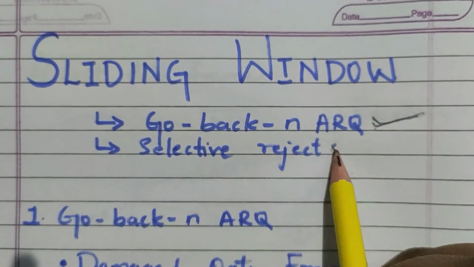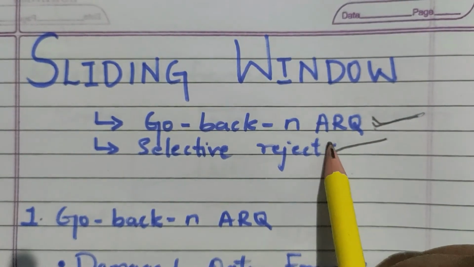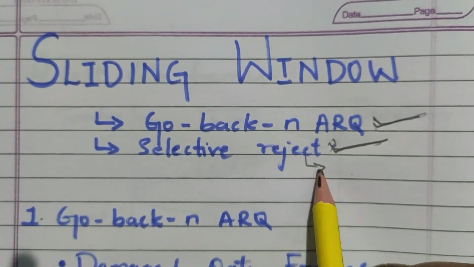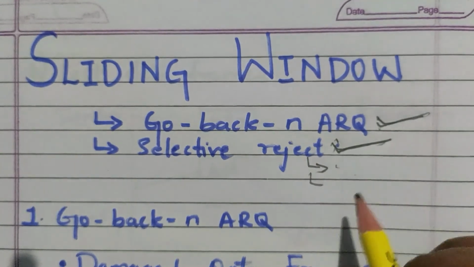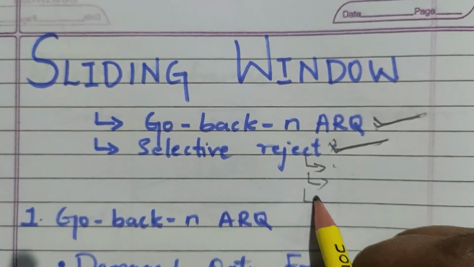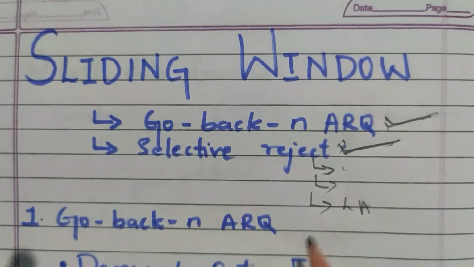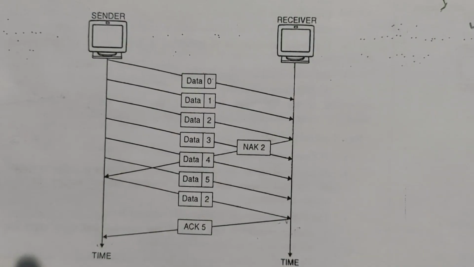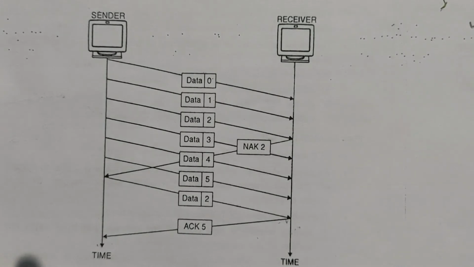Now let's start with selective reject. Even in selective reject, we have to look at damaged data frames, lost data frames and lost acknowledgement. We are going to start with selective reject for damaged data frames. Here the receiver can accept the frames after an error is encountered, but it cannot acknowledge them until the damaged frame is retransmitted.